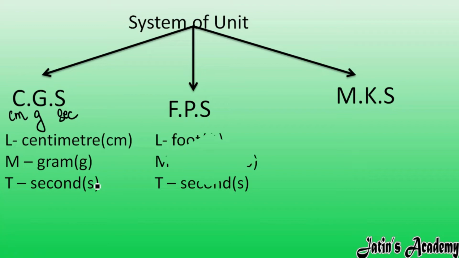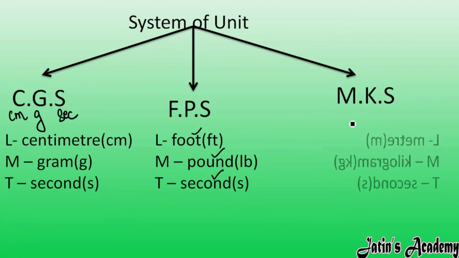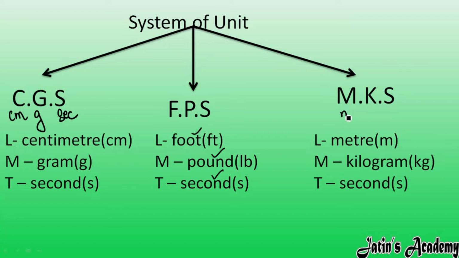In the FPS system, length should be in foot, mass should be in pound, and time should be in second. Similarly, in the MKS system, length should be in meter, mass should be in kilogram, and time should be in seconds. So these are the three systems which we are using: CGS, FPS, and MKS. But in your questions, generally we are using the CGS system and the SI unit system. SI we are going to study in the next slide.